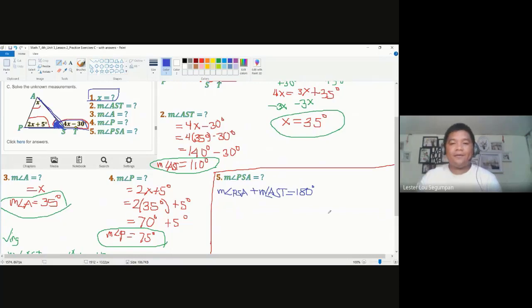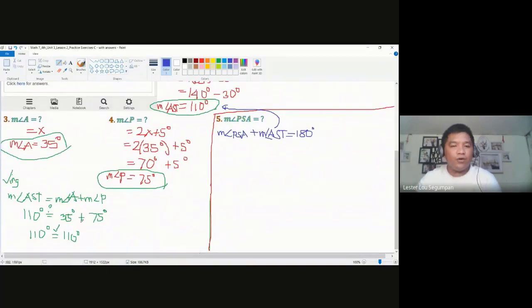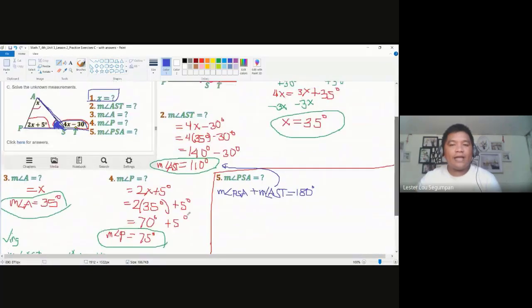That's the point now. So it will be easier to solve number 5 because we already have the measurement of angle AST in number 2. If we are not sure with number 2, if we have not checked it after number 4, there might be a problem as we proceed to number 5. That is why we check it first in number 4 so that we will be assured of our answers before using them in number 5.